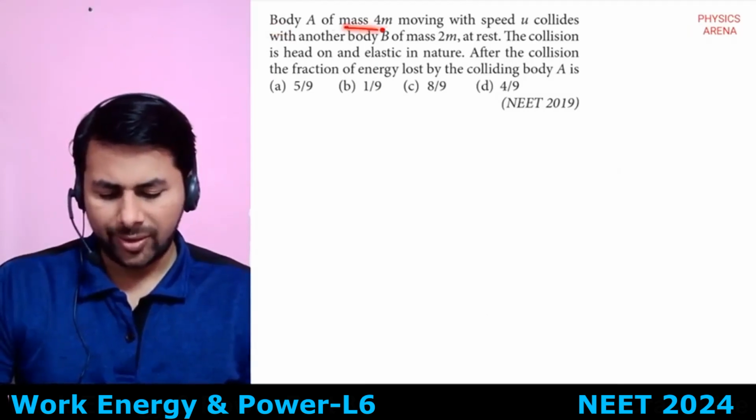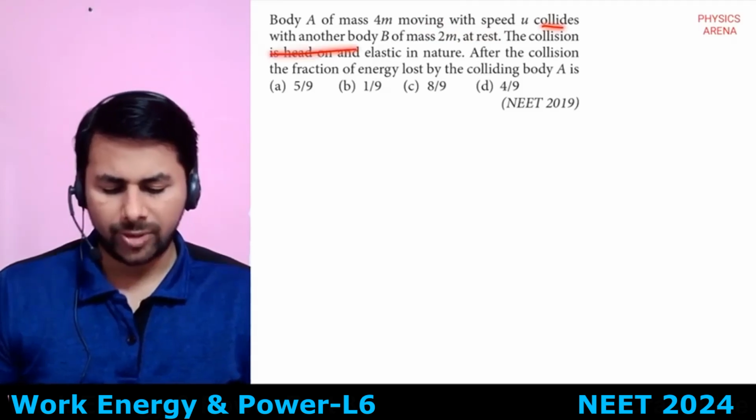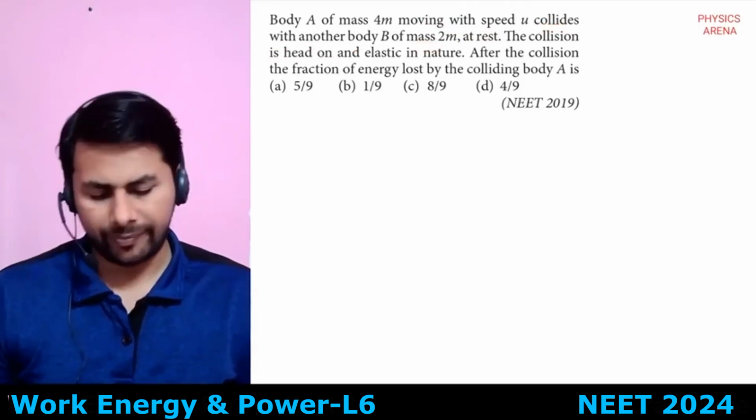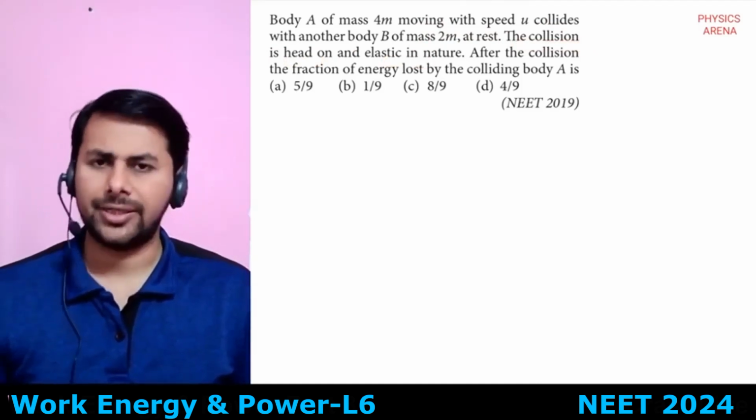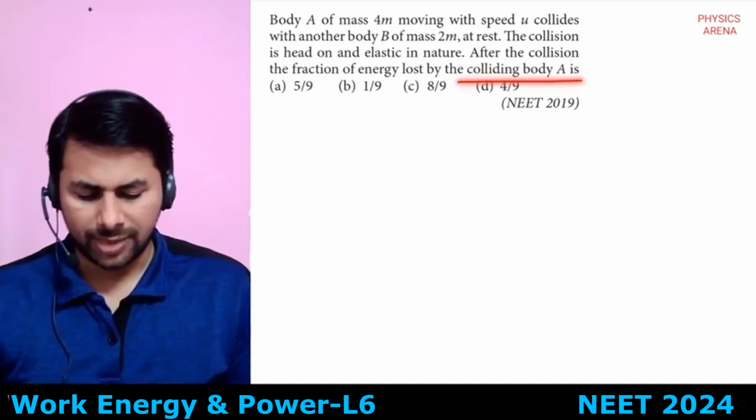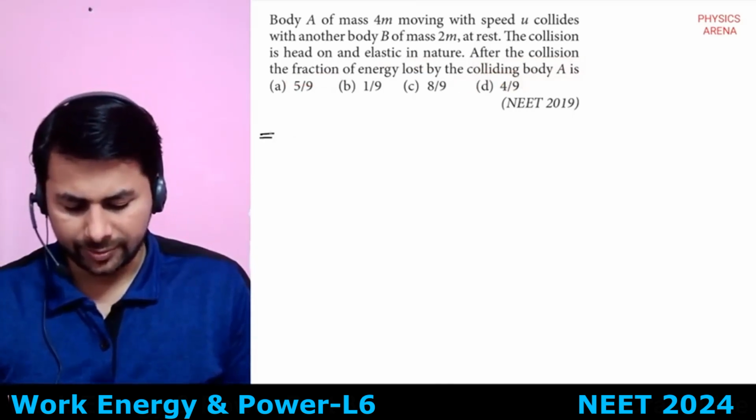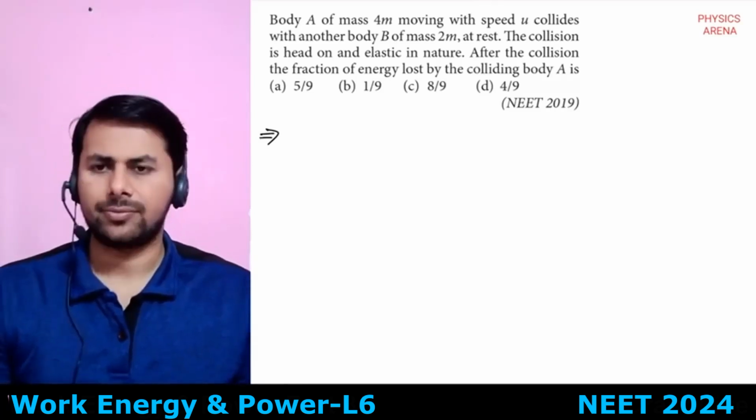Next question. A body A of mass 4m moving with speed u collides with another body B of mass 2m. The collision is head-on and elastic in nature. After the collision, the fraction of energy lost by the colliding body A is. Okay. Tell me.